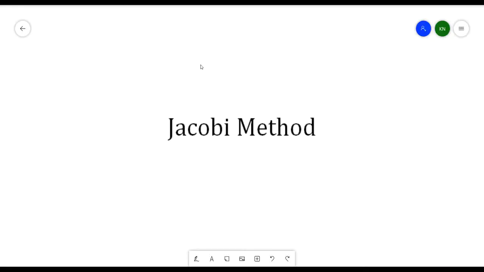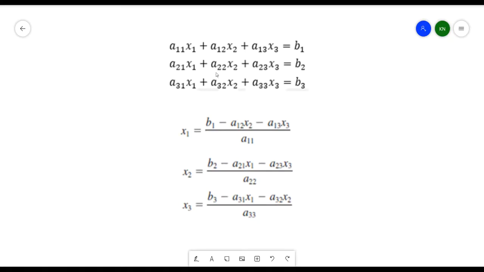Hello everyone, in this video we will be discussing the Jacobi method. The Jacobi method is just another way of solving our linear system, and this is still under the iterative methods. It is mostly similar to the Gauss-Seidel method. It's just that they will differ in some processes later on.